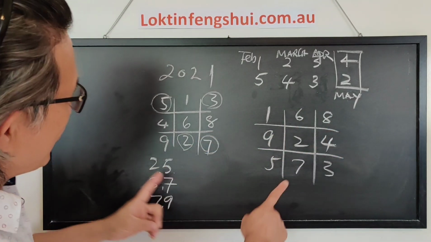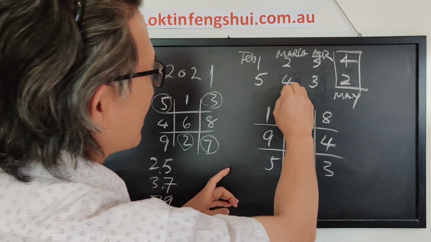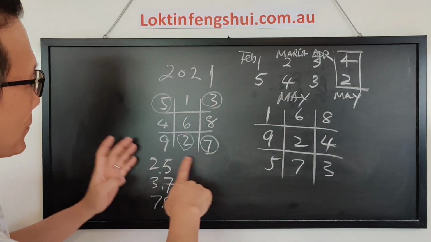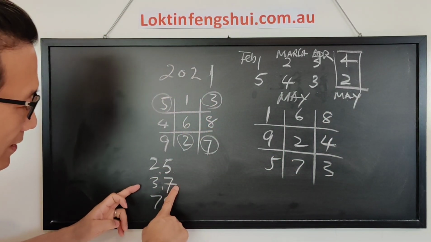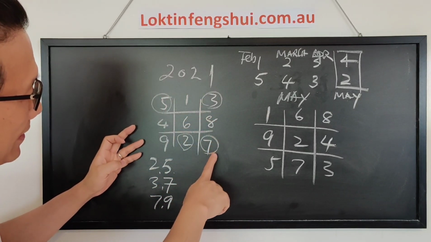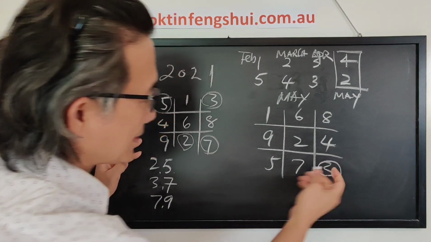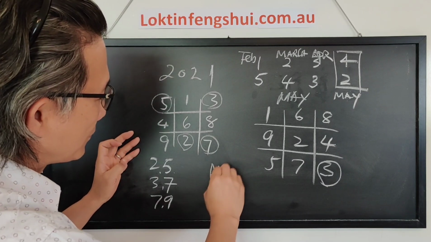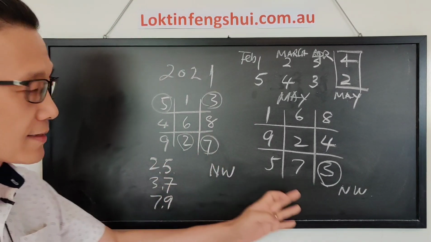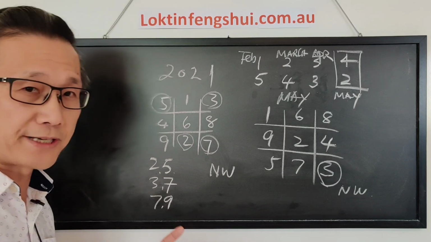If we look at this, this is the year start, and this is the month of May. We have to look for any special combination of 2-5, 3-7, or 7-9. In this case, we see a 3 and 7 here in the northwest. 3 and 7 actually means robbery, thief, or burglary.